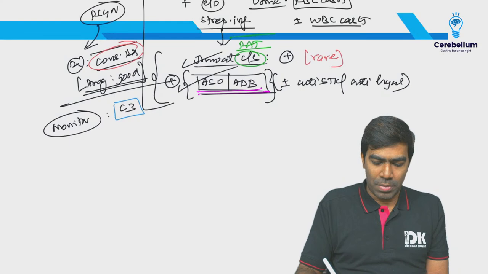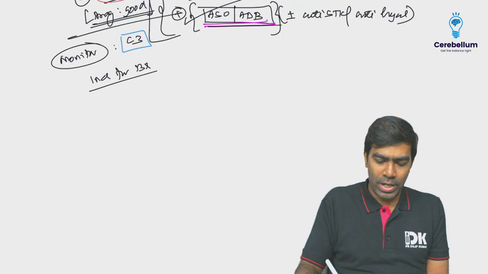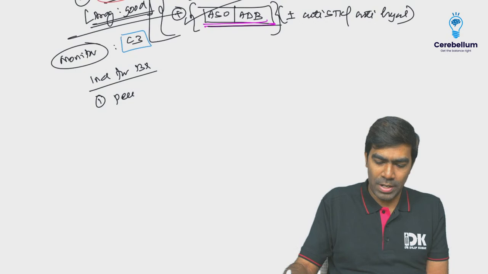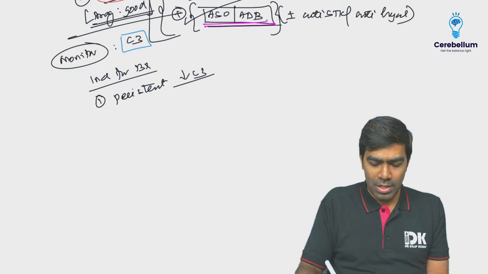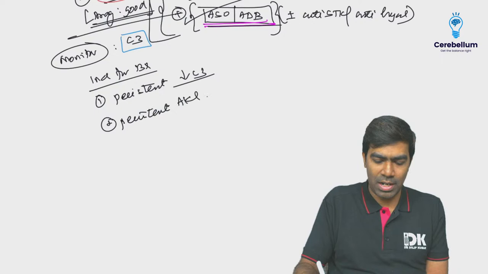But when will you do a biopsy? Only two indications for biopsy. Number one, persistent fall in C3, persistent hypocomplementemia. If there is persistent hypocomplementemia, do a biopsy. Second, if the patient is having persistent acute kidney injury, a rise in the serum creatinine that is not coming down at all. These are the two important indications for biopsy.